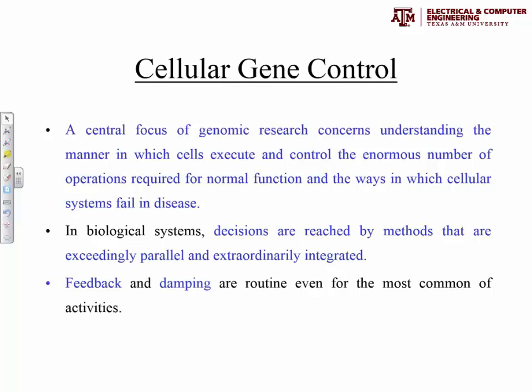Now, in biological systems, decisions are reached by methods which are exceedingly parallel and extraordinarily integrated. So many different things have to kick in, and the right protein has to be expressed in the right cell at the right time. So, as with any robust system, you can expect that for a biological system, there will be feedback and damping, and these have to be routine for the most common of activities. Even if the weather is very hot, you sweat, then your perspiration evaporates, and that produces cooling. So there is a feedback mechanism.